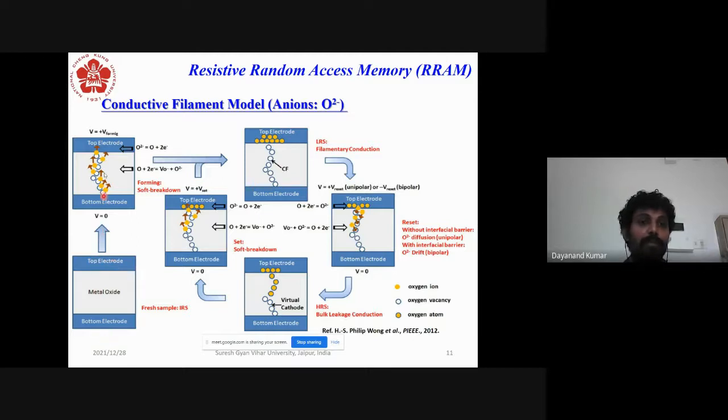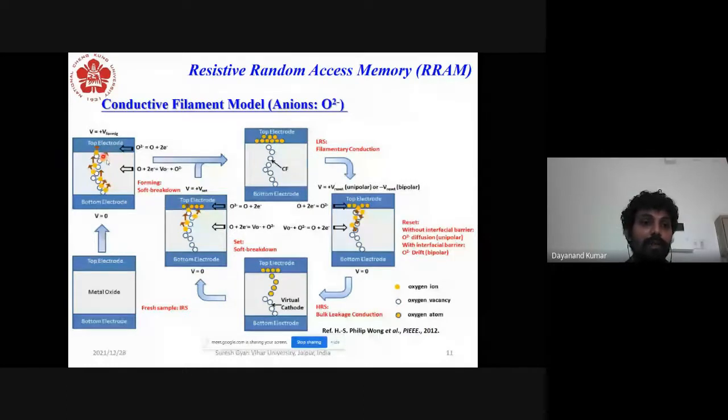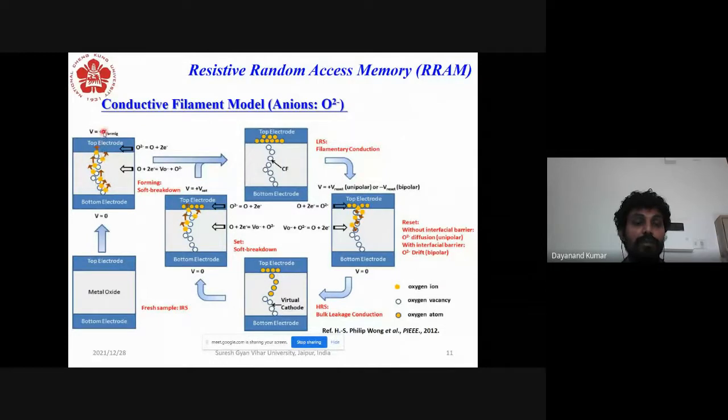If we apply the positive voltage on the top electrode, and the negative voltage on the bottom electrode of the resistive switching layer, which might be HfO2, MgO, or any dielectric layer, oxygen vacancies are generated in the resistive switching layer. The oxygen ions, the yellow ones, move to the top electrode when you apply the positive voltage.